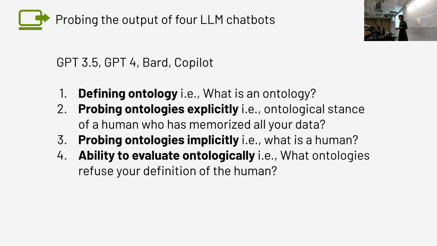And the last one is the ability to evaluate the output ontologically, to see if these models are able to evaluate their own output ontologically. And this is important because I'll share some of these examples later, but if you look at the alignment methods today, frequently we're asking these models to evaluate their own output in different contexts.